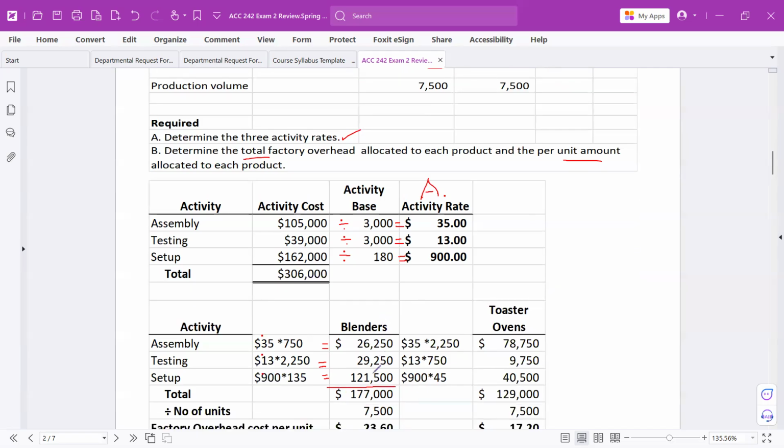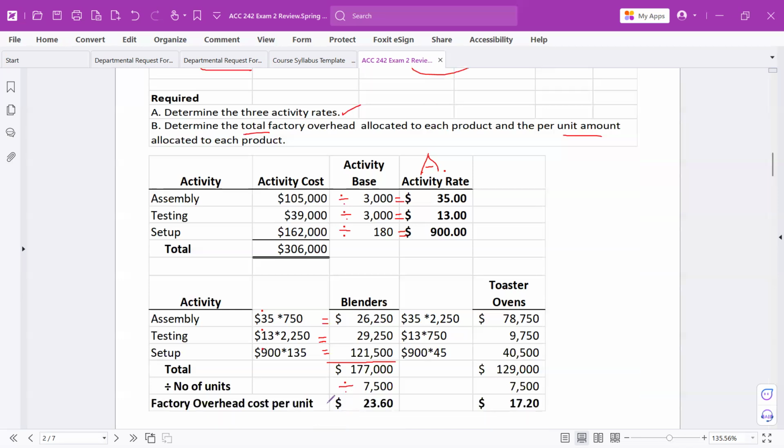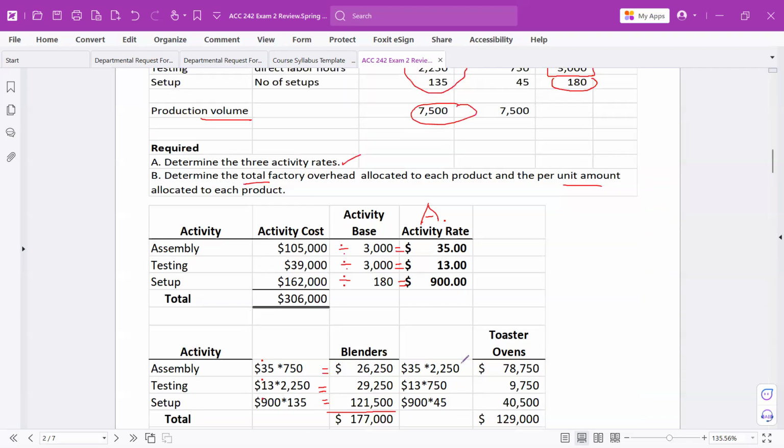So we've assigned the overhead to the blenders, and we want to know the overhead on a per unit basis. Divide by the volume, the number of units, divide by the 7,500. So we divide by the 7,500 units and we end up with the overhead on a per unit basis, $23.60.